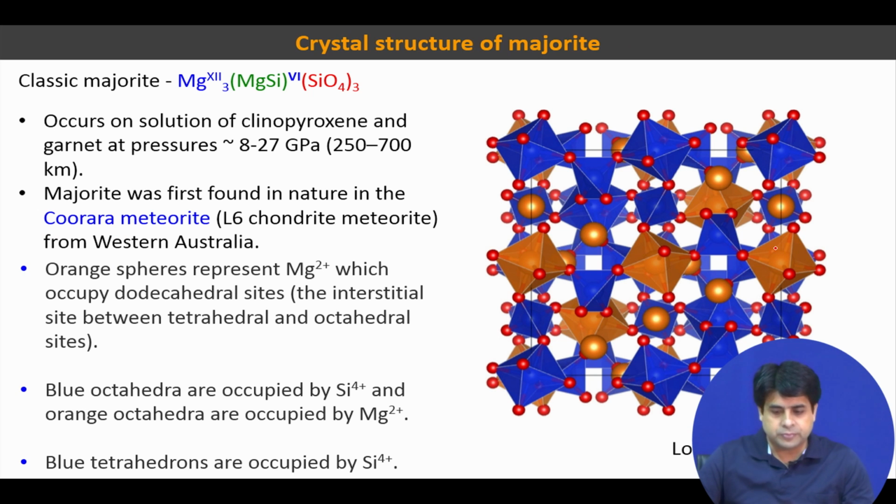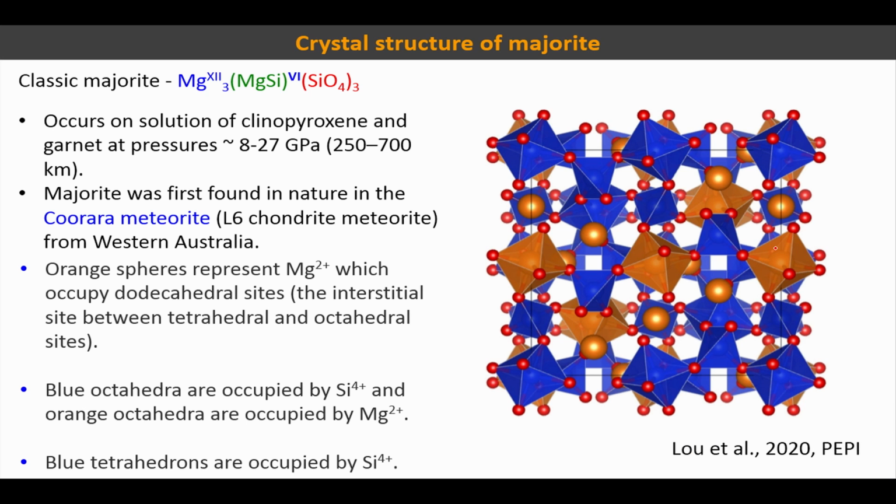And another major phase which is present in the lower part of the upper mantle is majorite. The classic formula of majorite is Mg3(MgSi)(SiO4)3. If you compare it with the garnet structure, garnet is stable in the upper part of the mantle. Garnet has just four-fold coordination for silicon, so here your silicon has four-fold coordination.